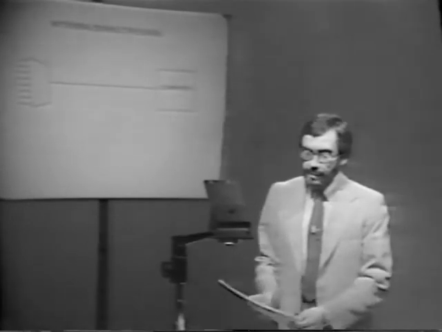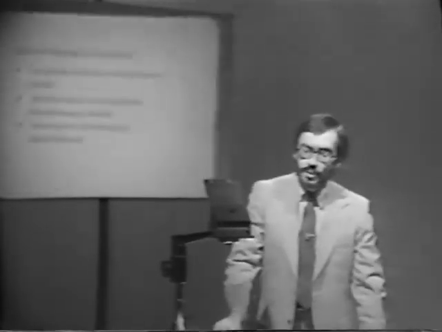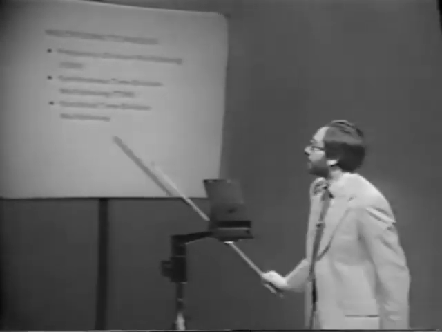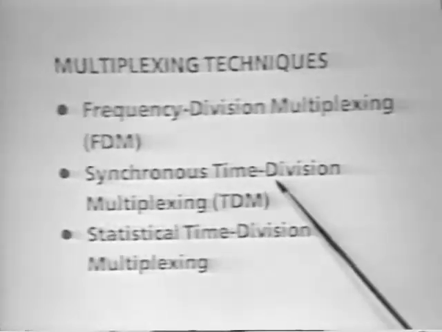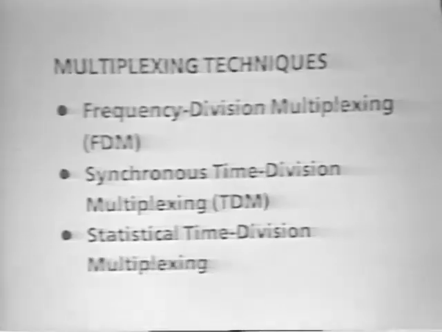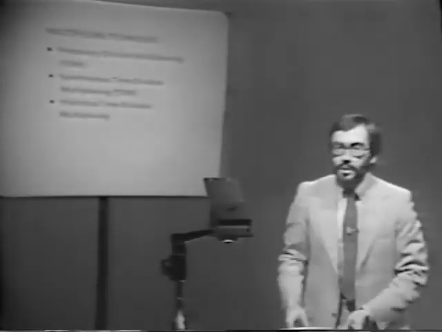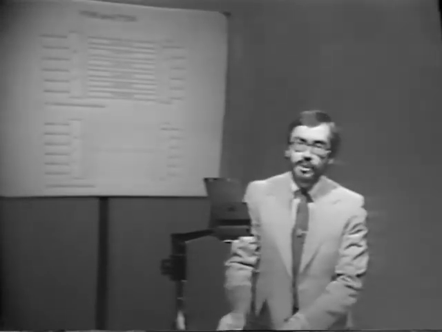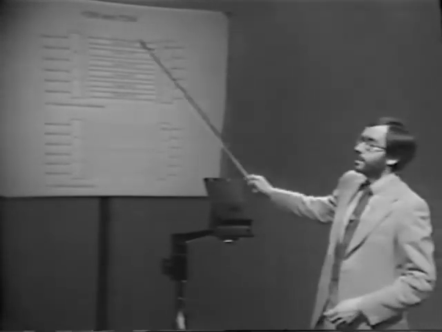So now let's look at the techniques that we're going to be discussing throughout this session. As I mentioned, there are 3 of them: frequency division multiplexing, synchronous time division multiplexing, and statistical time division multiplexing. The latter 2 are both forms of time division multiplexing. Before proceeding into the details, let's look in general at the basic distinction between FDM and TDM. That is shown here.